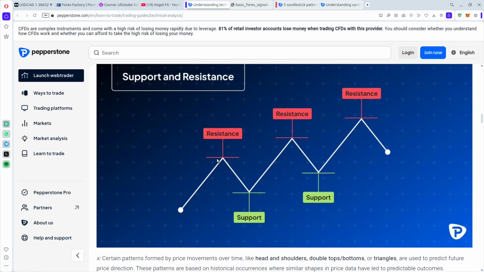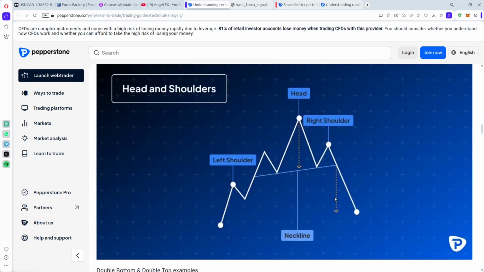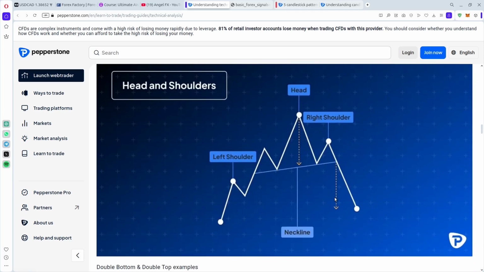And we equally have, as you can see, resistance and support. Okay, so resistance is always at the top, while support is at the bottom. We're going to see more of this as we move into the charts. Right, if I'm moving so fast, then you can always come back to the video and watch some of this.